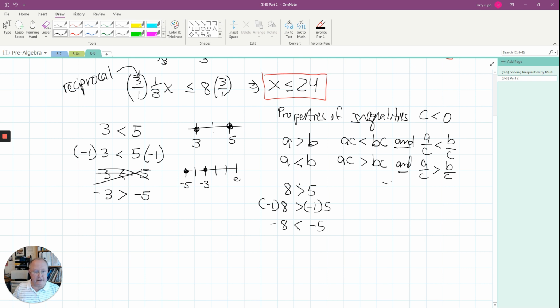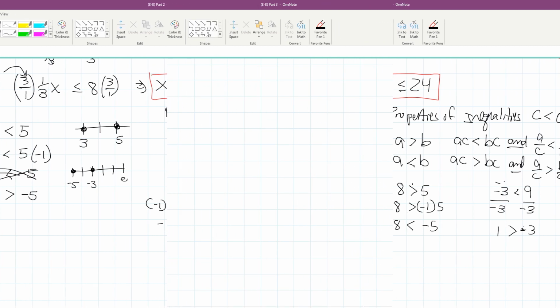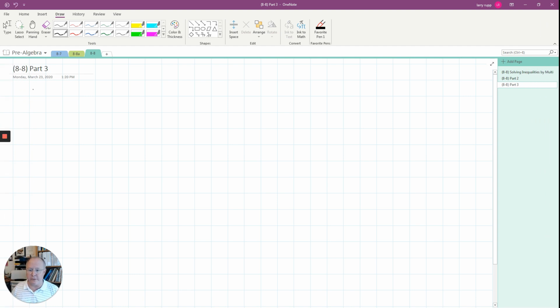If we had, let's do it here, negative 3 less than 9. Let's divide both sides by negative 3. Okay. So negative 3 divided by negative 3 is a positive 1. And 9 divided by negative 3 is negative 3. So this was a less than inequality, and now we have to flip it to make it a greater than. Okay, so 1 is greater than negative 3. Okay, let's do another example then of this. Let's do example 3 on page 451.